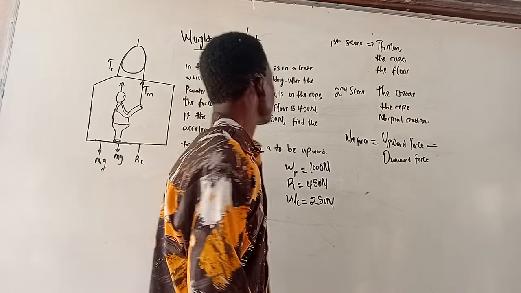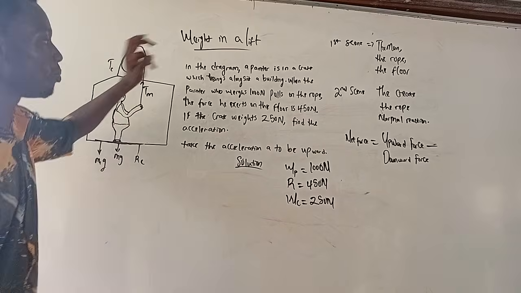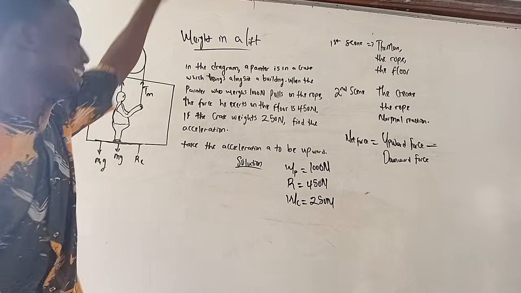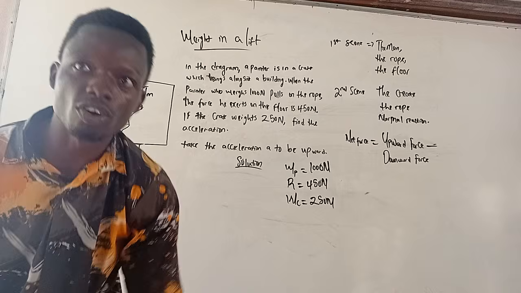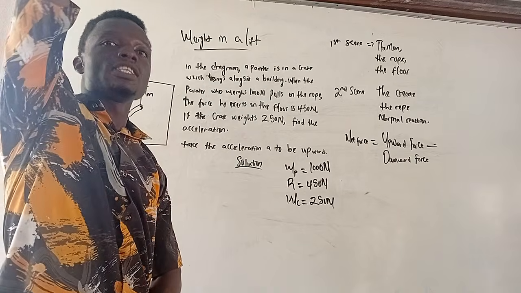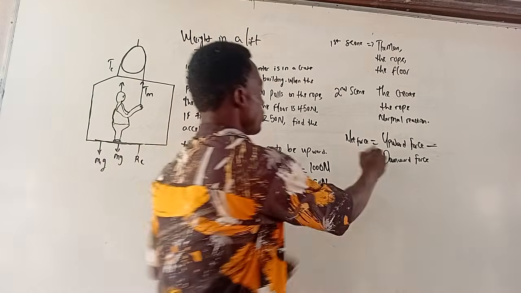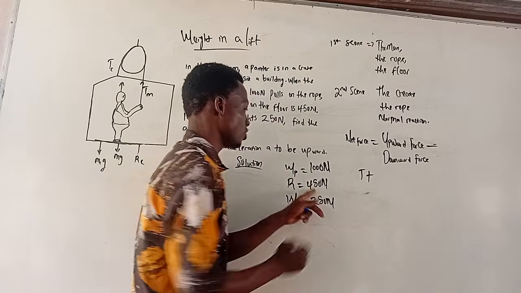Now our upward force is the tension in the rope and this normal reaction, the reaction which is upward. Relating to this man, the reaction is upward because the man is standing on the floor. So the normal reaction is opposing the man. It must oppose the weight of the man. So the reaction is upward. So our upward force now is what? Tension plus normal reaction. What's our normal reaction? 450.